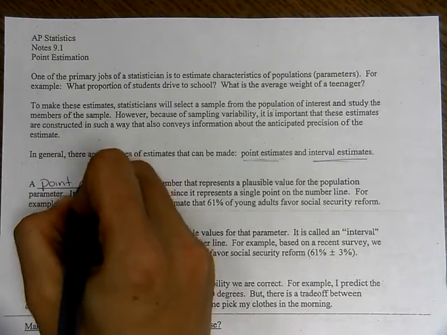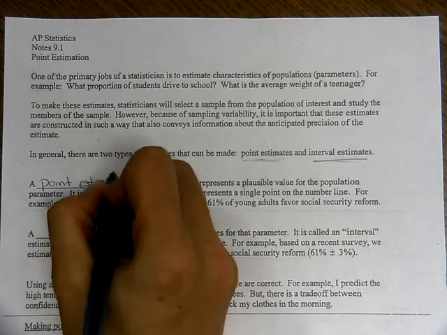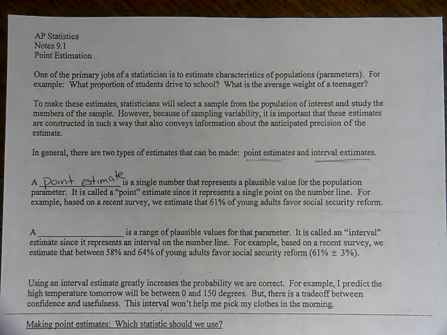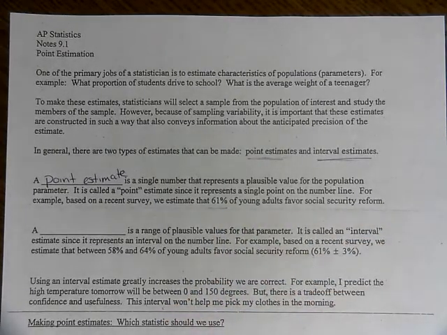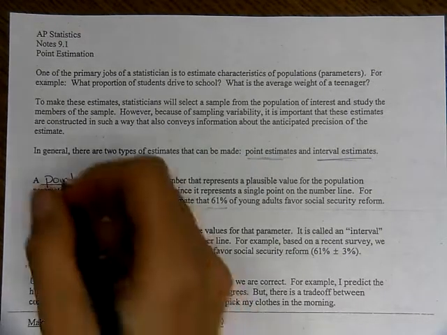A point estimate is a single number that represents a plausible value for the population parameter. It's called a point since it's represented by a single point. So you can say, like, 61% of young Americans favor Social Security reform. So it's a single point.